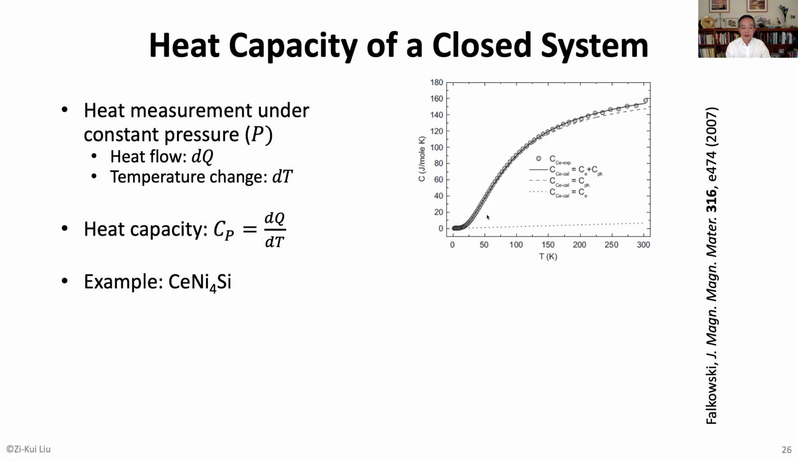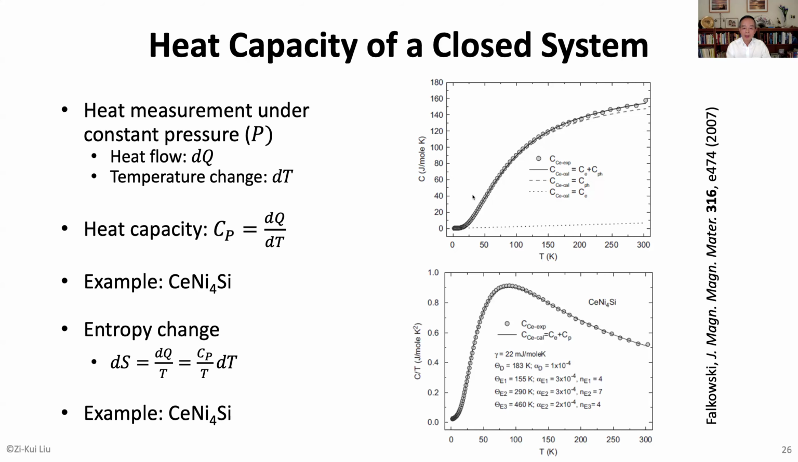So what is the entropy change then? We know the entropy change is dQ over T. Now dQ would be Cp times dT. So Cp divided by T times dT gives the entropy change. So we need to know Cp over T. Shown for the same compound here is the Cp over T as a function of temperature.